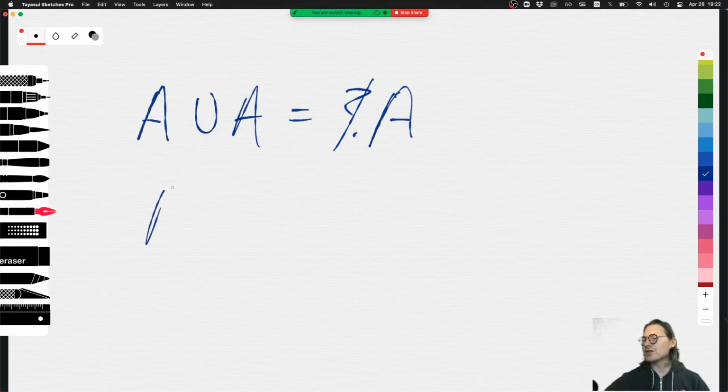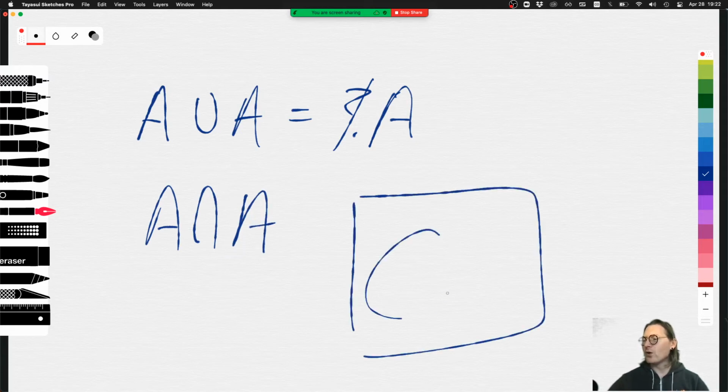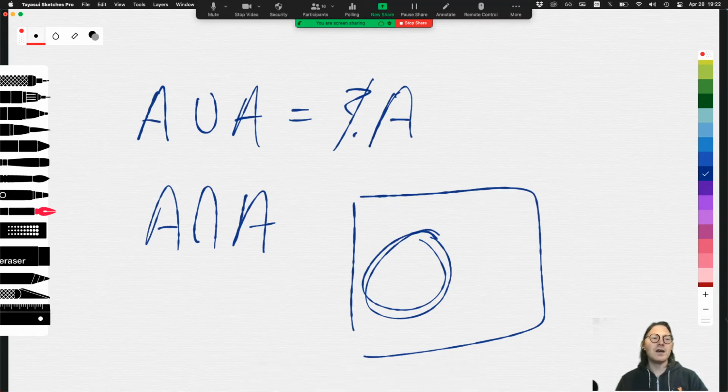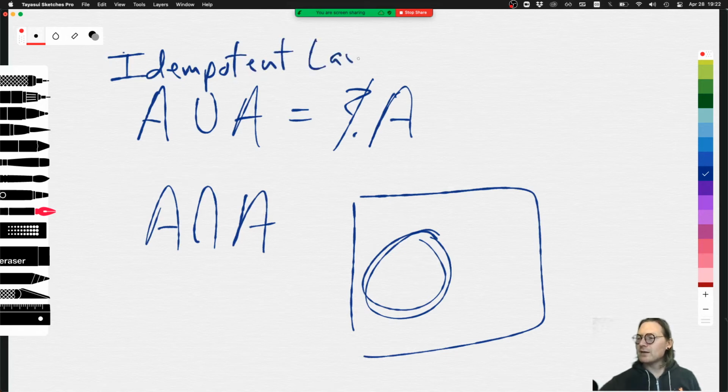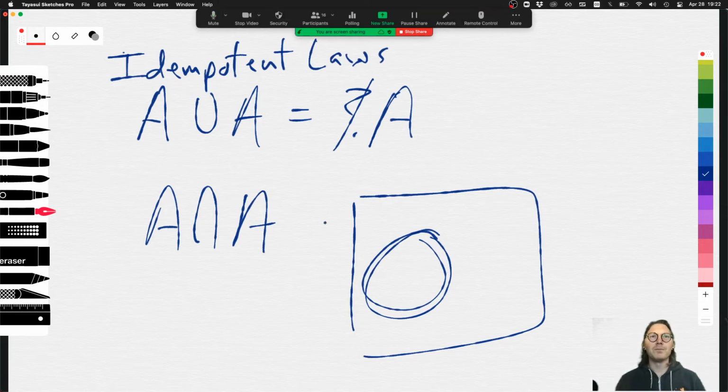Same goes for the intersection, right? A intersect A, and we can think about that even, oh, here's A, and here's A, right? The Venn diagram of it is just on itself, so it is itself. So I think that's pretty easy to conceptualize. We call those laws idempotent laws. Do you need to remember that? No, but it's a word and it exists. So that's the word that we use to describe that.